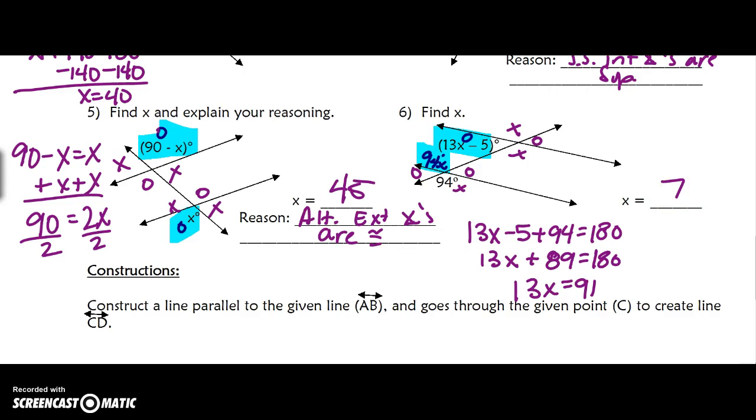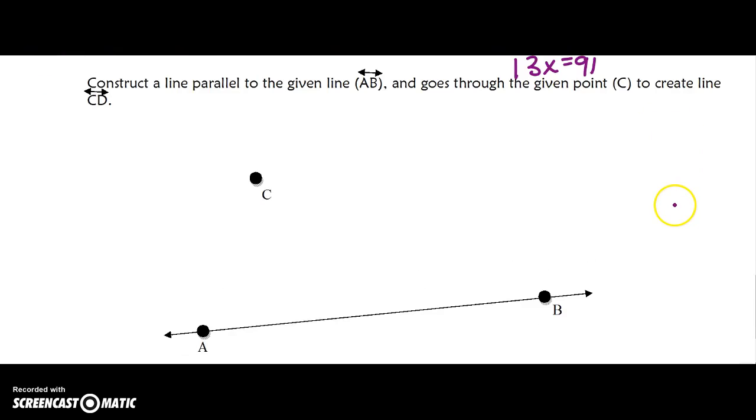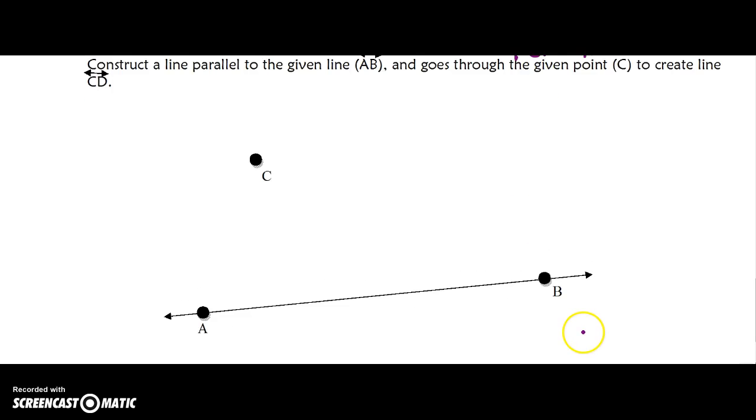So if you have your compass and protractor, we're now going to construct a parallel line to AB. We're going to construct CD. So the first thing you have to do is you're going to take your protractor and draw a straight line through C and through that given line. That is your transversal. What I want you to do is put your pointer right here on the intersection of the transversal and the line AB.